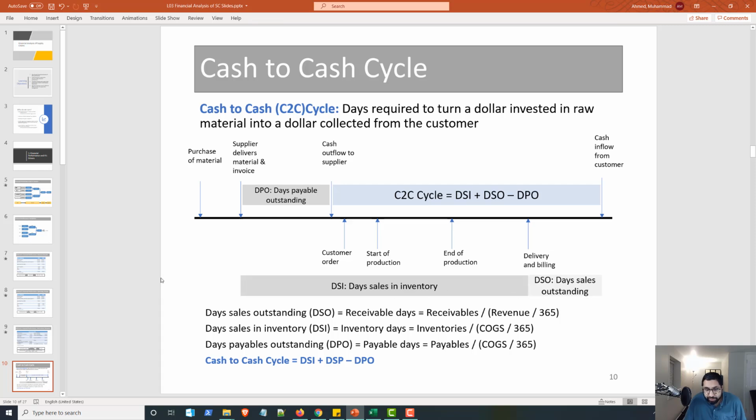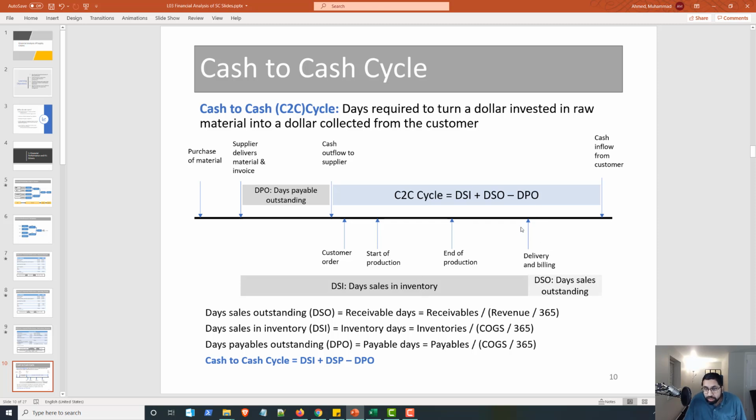How many days do you have inventory for? That's the gray bar at the bottom showing you from receipt of raw materials till delivery to the customer. The time between these two dates is days sales in inventory, DSI, or days of inventory.